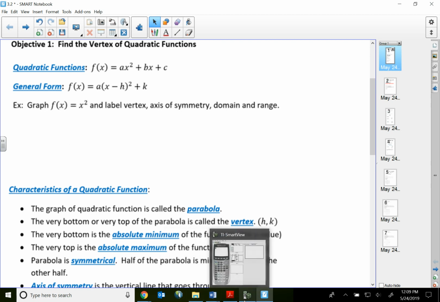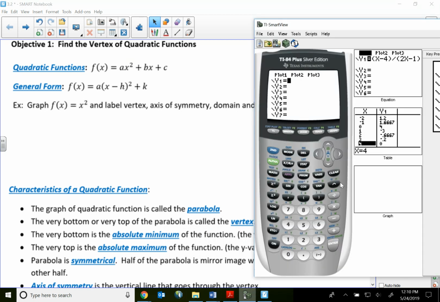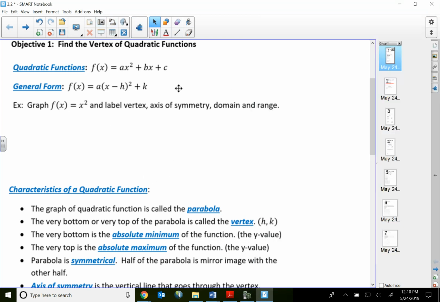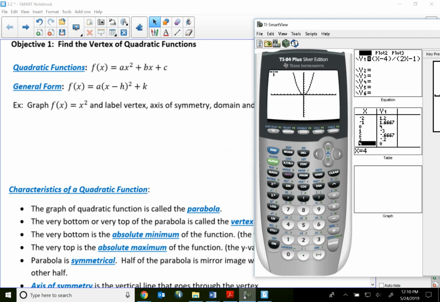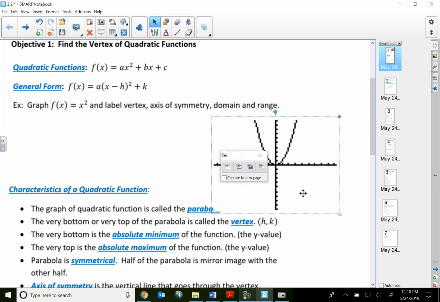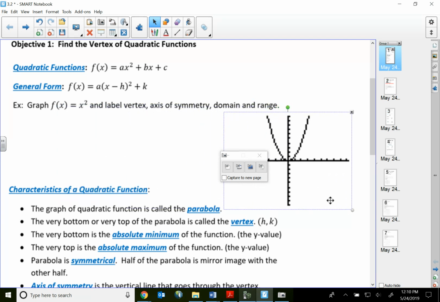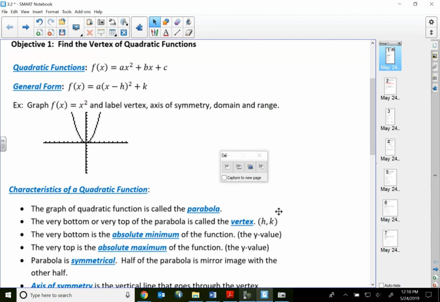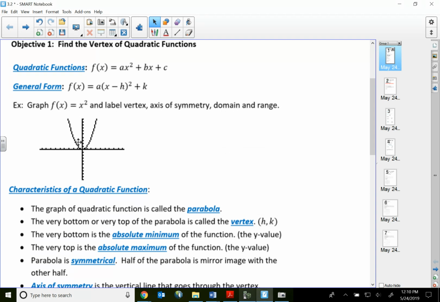So for x squared, I'm going to graph this in the graphing calculator real quick so I can start labeling. All right, it's a parabola. It's a U shape like we mentioned before. The very bottom or the very top of our parabola is called the vertex. This particular function opens upward.